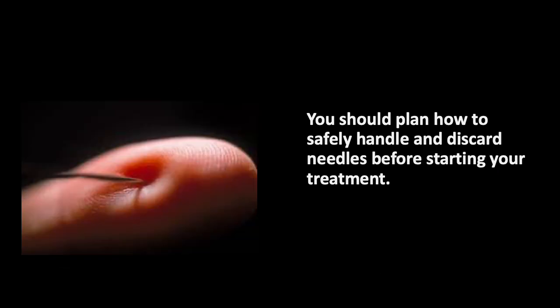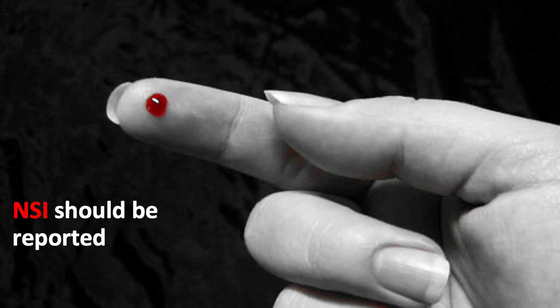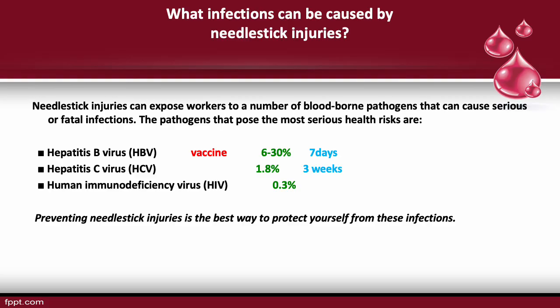So, in order to prevent needle stick injury, you should plan how to safely handle and discard the needles before starting your treatment. And don't forget, needle stick injury should be reported. So, what's the fuss? Why are we talking about sharp injury, how to prevent it, and if it's happened that we report it and follow it up? It's because some infections may result. The needle stick injury can expose workers to a number of blood-borne pathogens that can cause serious or fatal infections.